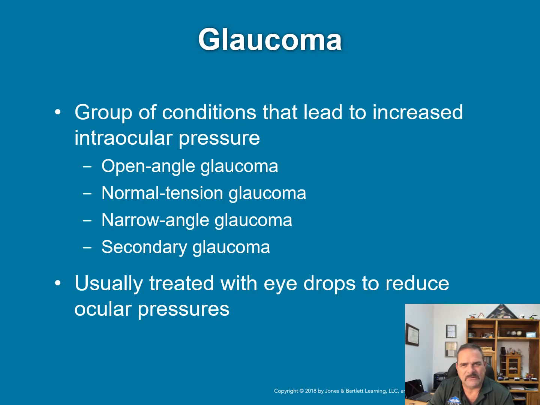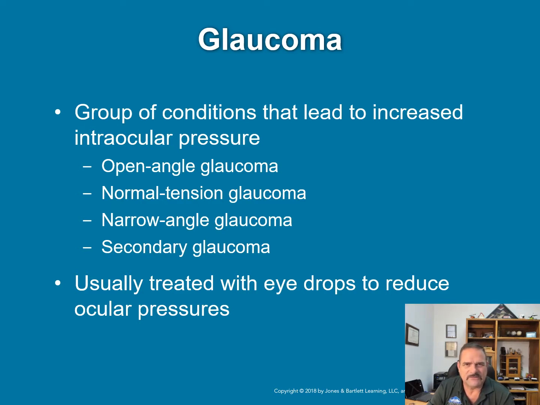And then narrow angle glaucoma, also called angle closure glaucoma, is where the aqueous fluid does not drain properly due to narrowing of the drainage channel. Pressure builds up in the posterior chamber of the eye, which pushes the lens forward. The lens then pushes the iris into the drainage canal, completely blocking it.